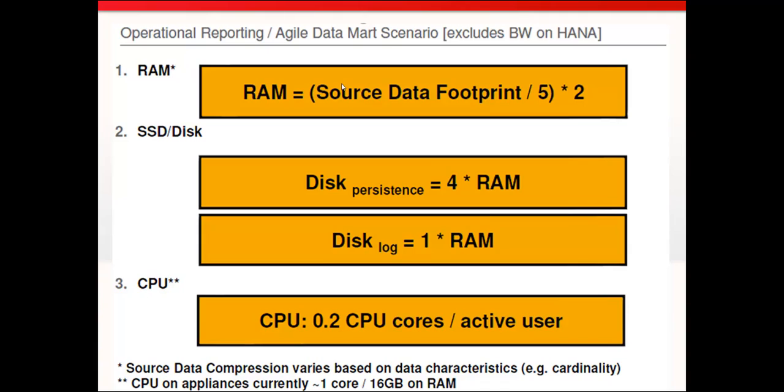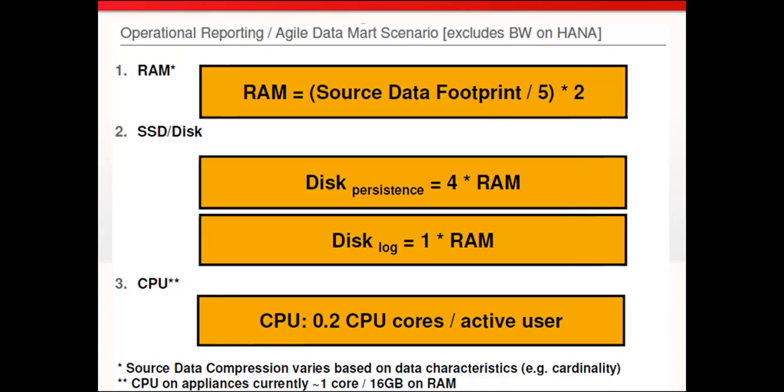As you can see here, these are the three main components of sizing for SAP HANA. First and foremost is the RAM, that is the memory. This depends on the source data footprint. Basically, what is the size of your existing database? If you divide that size by 5 and multiply the total by 2, that is the memory that we are going to require.